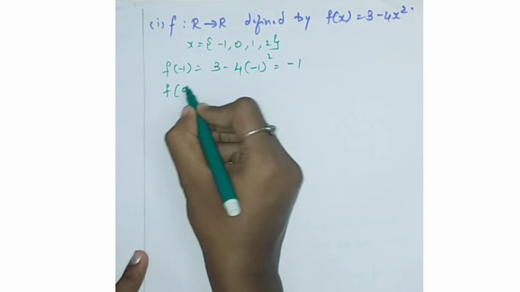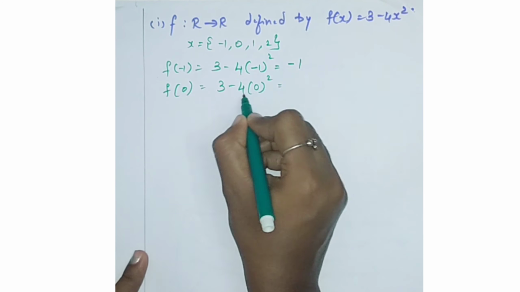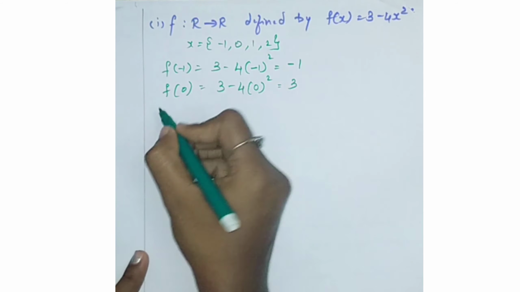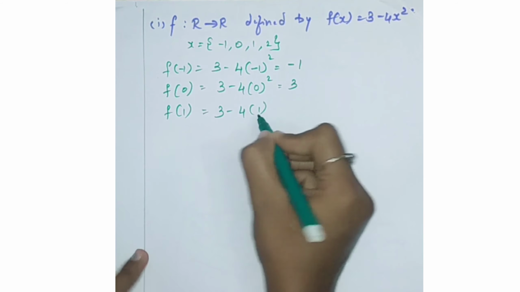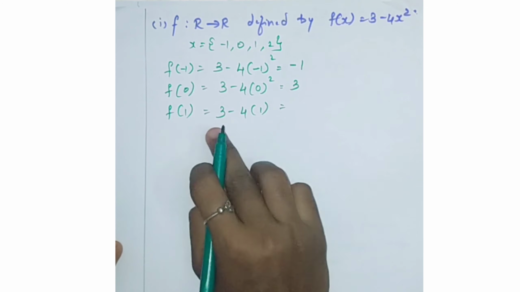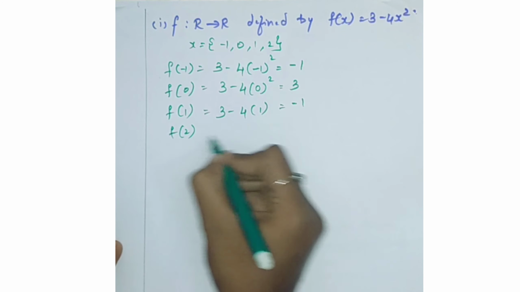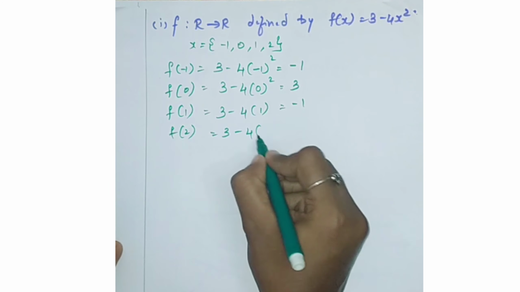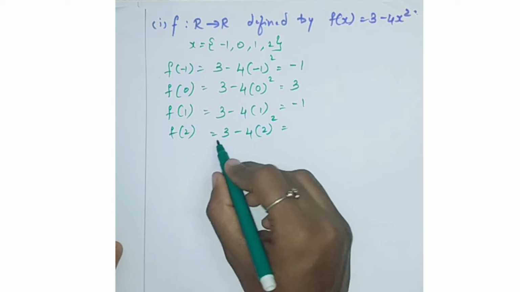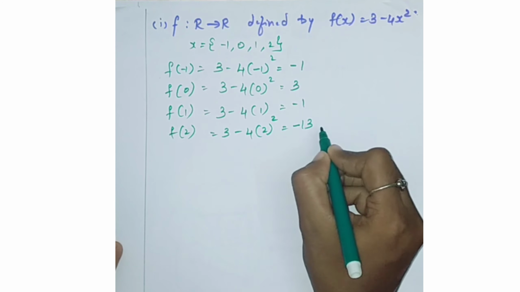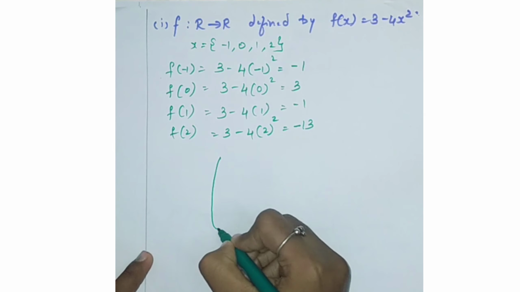Then f of 0. 3 minus 4 into 0 square. Anything into 0 is 0, remaining is 3. Next f of 1. 3 minus 4 into 1, that is 4. 3 minus 4 which is minus 1. Next f of 2, which is 3 minus 4 into 2 square. So 4 into 4 is 16. 3 minus 16 is minus 13. Okay, so now we'll draw an arrow diagram.